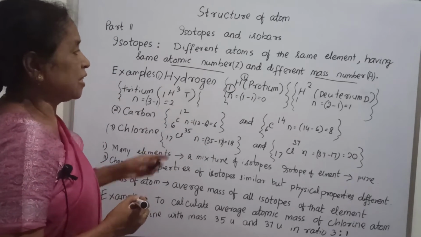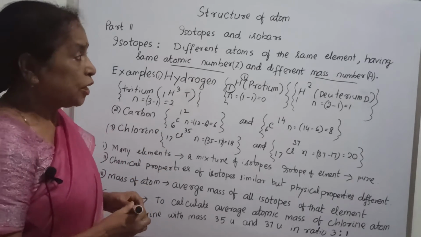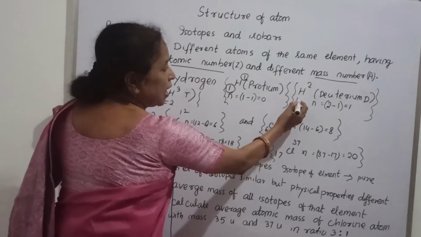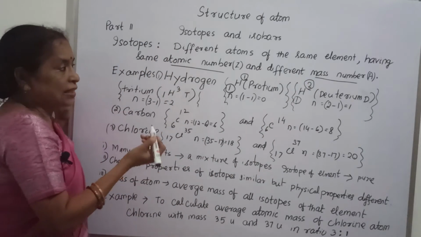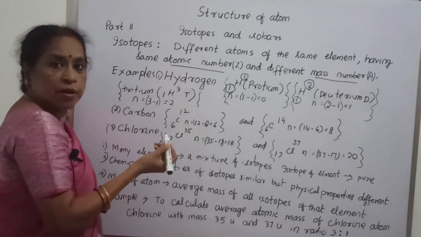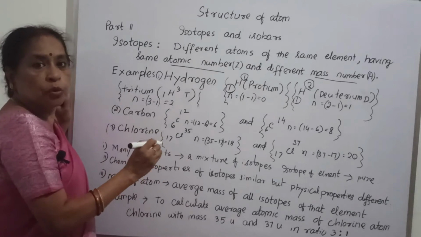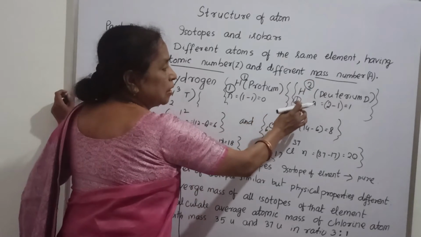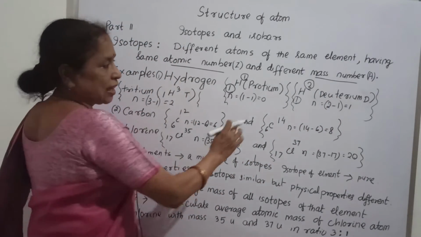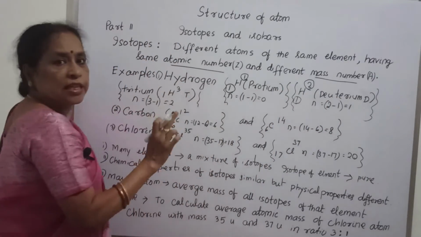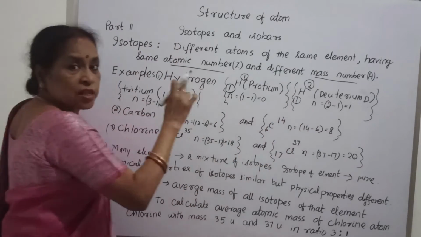Now the second case. This is the first, protium, and the second one is deuterium. In deuterium, see here, it is 1 and it is 2. Mass number 2, atomic number 1. That means what is the number of neutrons? N equals 2 minus 1, mass number minus atomic number, which is equal to 1. That means here the neutron is 1. Here the neutron is 0 and here the neutron is 1.